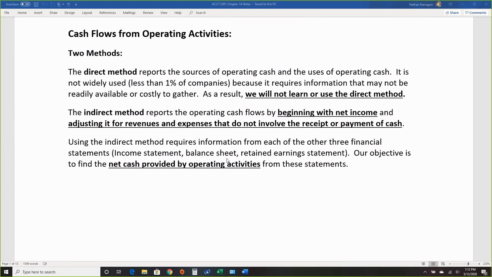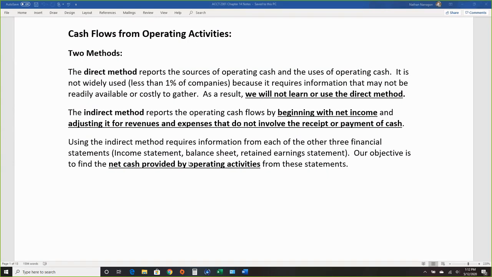So, with the indirect method, we're always going to start with net income. So we're going to use that income statement, and we're going to adjust our revenues and expenses that do not involve either receiving or paying of cash. And then we're going to look at the balance sheet. A lot of stuff's going to happen here.